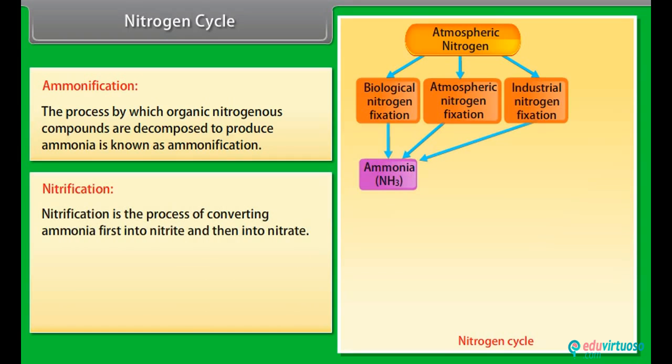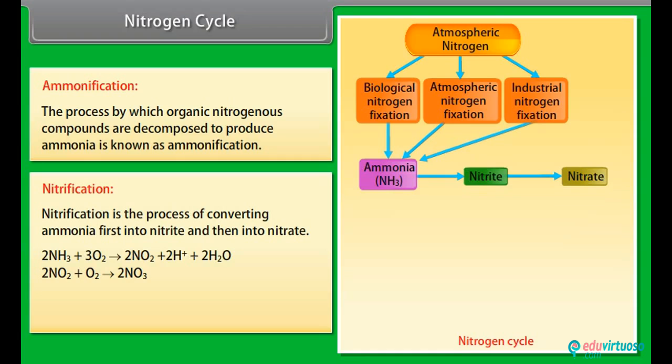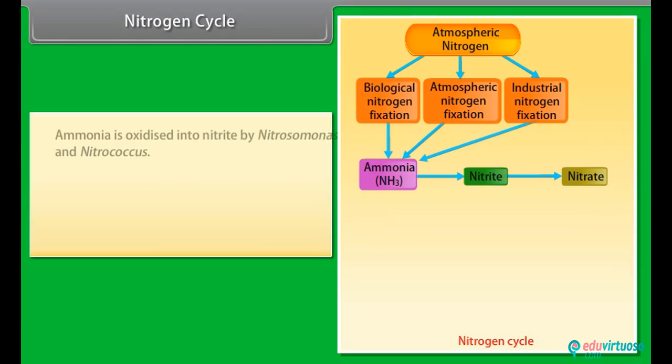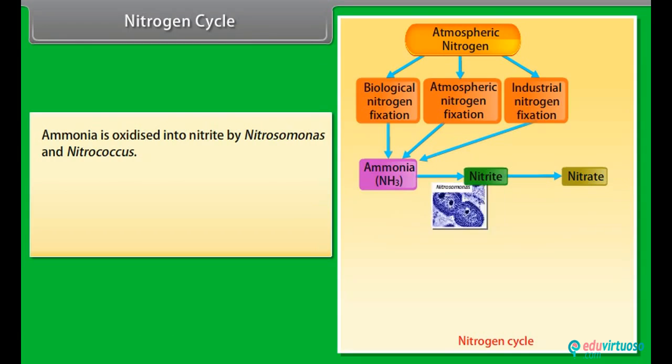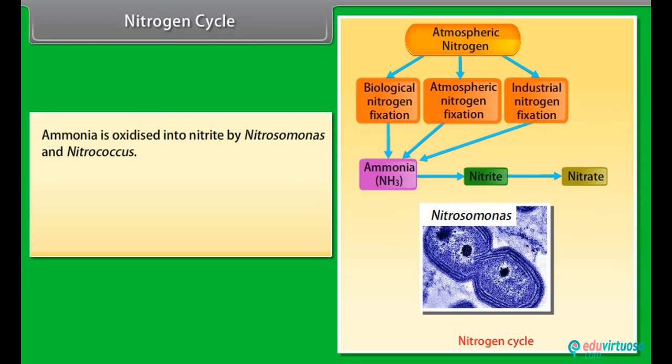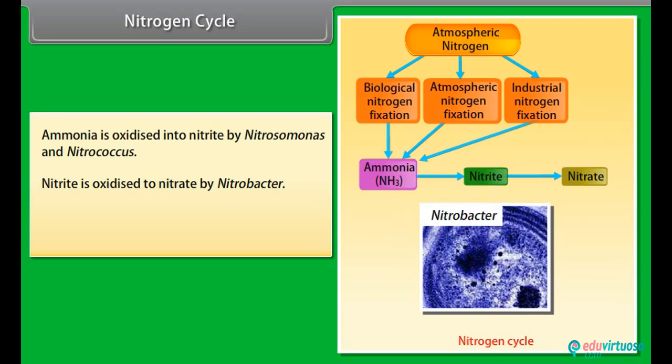Nitrification. Nitrification is the process of converting ammonia first into nitrite and then into nitrate. 2NH3 plus 3O2 gives 2NO2 plus 2H plus 2H2O. 2NO2 plus O2 gives 2NO3. This process is carried out by soil bacteria that are chemoautotrophs. Ammonia is oxidized into nitrite by Nitrosomonas and Nitrococcus. Nitrite is oxidized to nitrate by Nitrobacter.